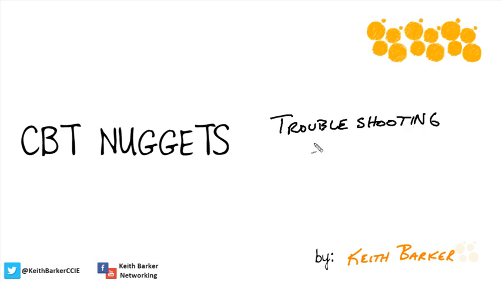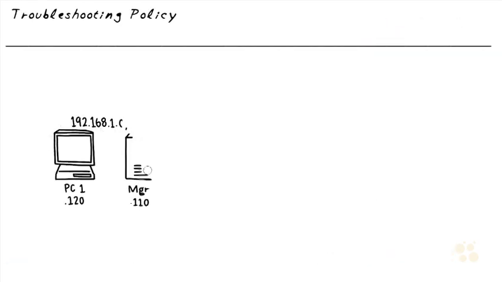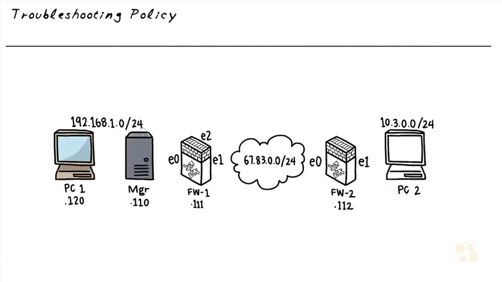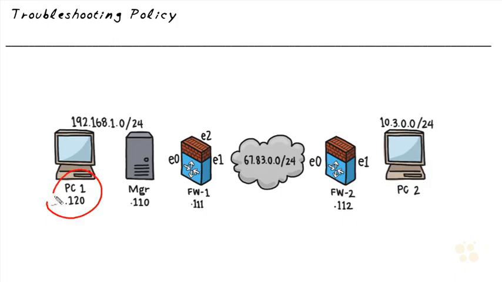Houston, we have a problem. And here it is. A few nuggets ago, we were able to connect via HTTPS from our management PC over to Firewall 1 and Firewall 2 to use the web user interface from our PC to manage both of those.